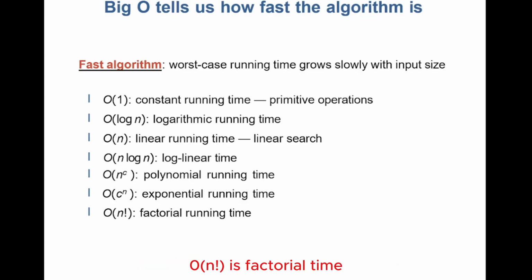O(n factorial) is factorial time. It explodes catastrophically. Example, traveling salesman problem.